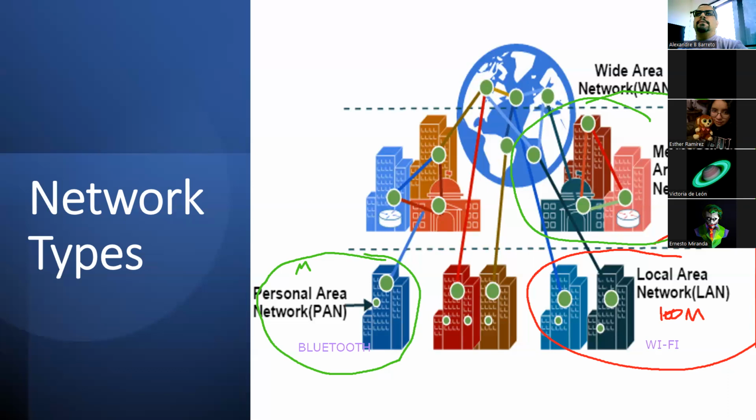Here you talk about kilometers. One example of wireless technology that connects this type is WiMAX. WiMAX is close to Wi-Fi, but it's not equal. It's similar, but WiMAX is a technology that you implement for a wireless metropolitan area network.